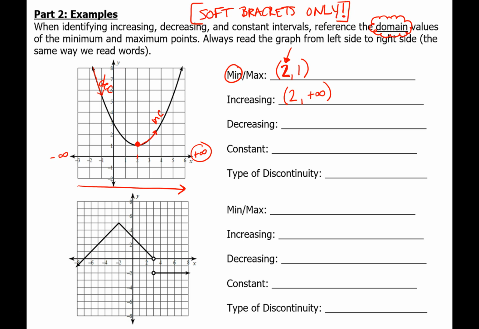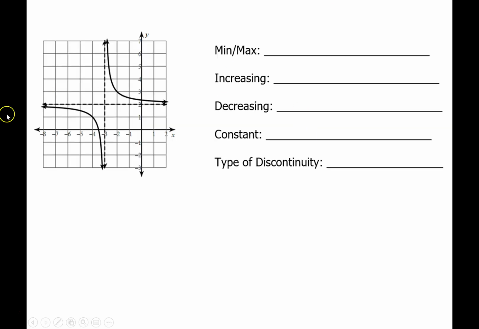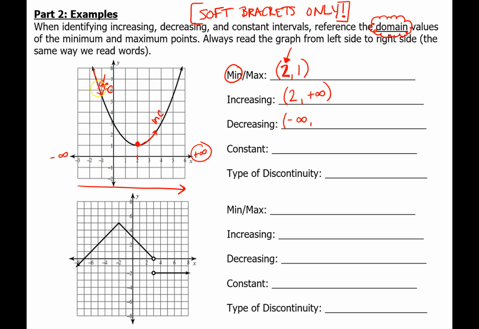Let's look at decreasing now. The decreasing starts on the far left side, so that's negative infinity, the far left, and it decreases all the way until I get to that relative minimum, which was at 2. So the decreasing stops at the turning point of 2. Now this one didn't have any sections that were constant, so I'm just going to write never there. And it didn't have any discontinuities. This line is one continuous line that I could draw without picking up my pencil, so I'm going to say there are none when it comes to types of discontinuities.